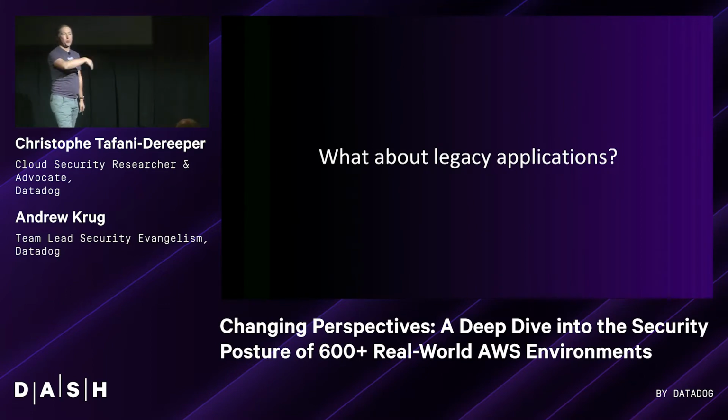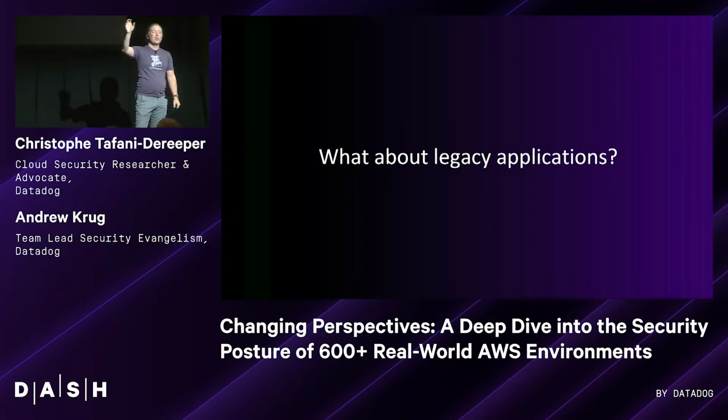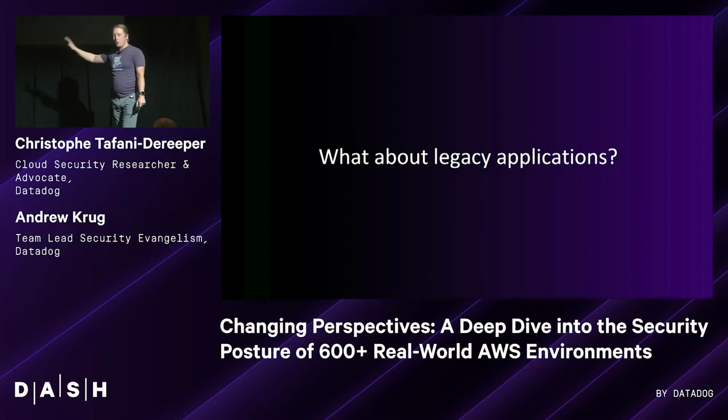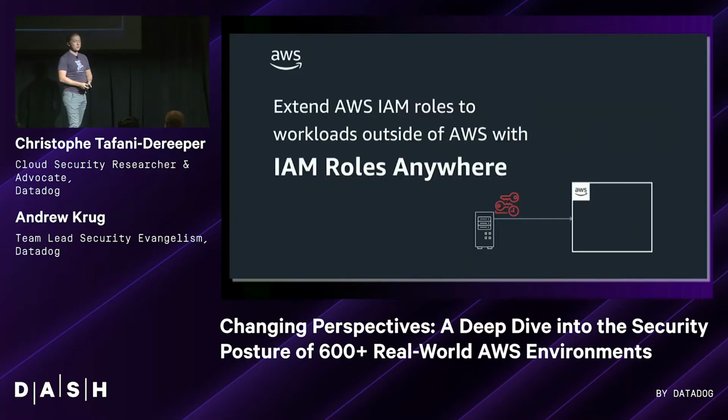I'm not going to do the show of hands to see how many people are hybrid, but if you are hybrid, or maybe you run a workload in another cloud, you need a way to get an AWS identity to that other cloud environment, to that hybrid environment. For me, it might even be a Raspberry Pi that runs in my wire closet at home. And that's where this new service, IAM Roles Anywhere, comes in.